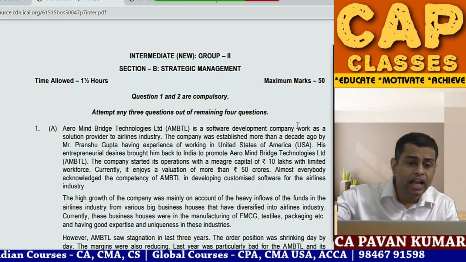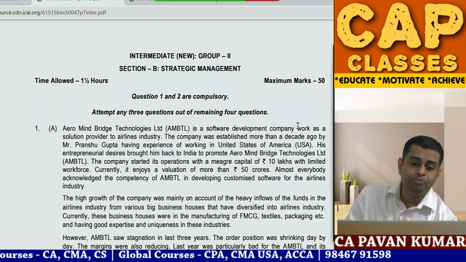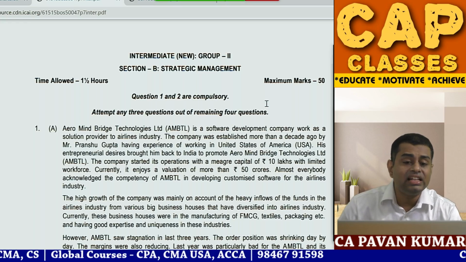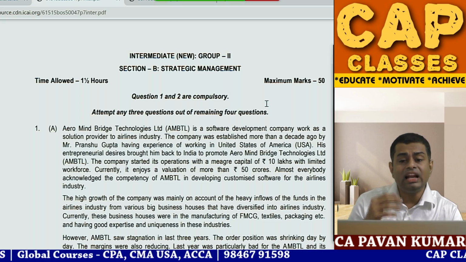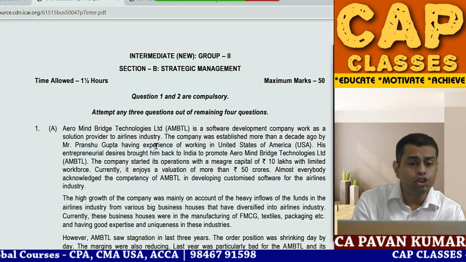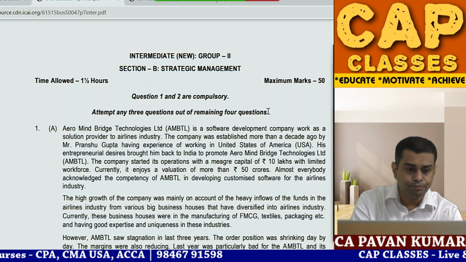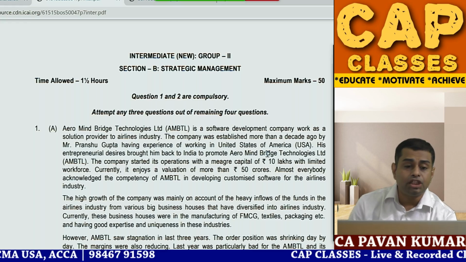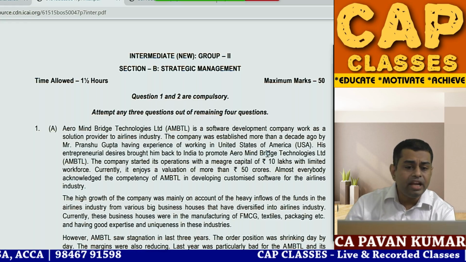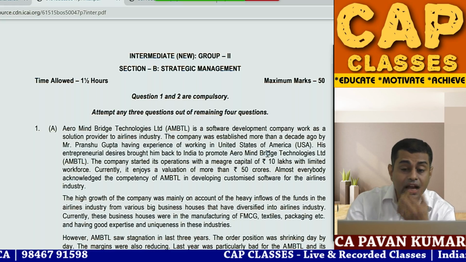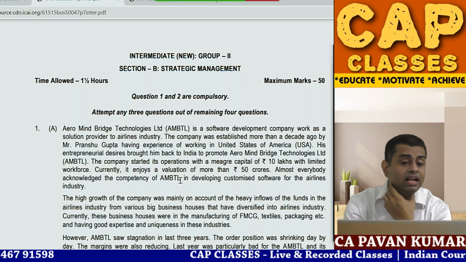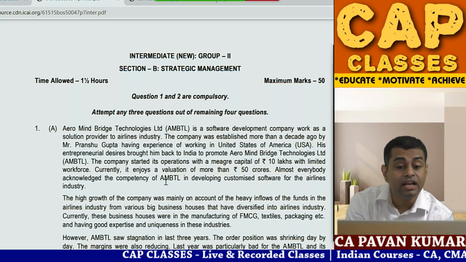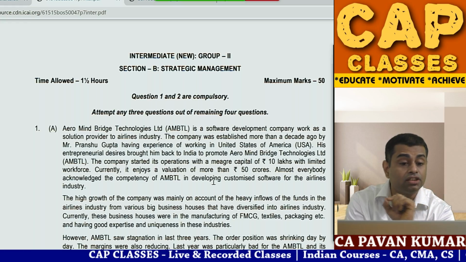Aero Mind Bridge Technologies Limited is a software development company working as a solution provider to the airlines industry. The company was established more than a decade ago by Mr. Pranshu Gupta, having experience of working in the United States. His entrepreneurial desires brought him back to India to promote the company. It started its operations with a meager capital of 10 lakhs with limited workforce. Currently, it enjoys a valuation of more than 50 crores. Almost everybody acknowledged the competency of AMBTL in developing customized softwares for the airline industry.